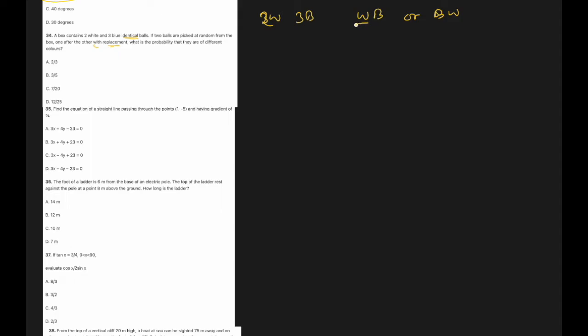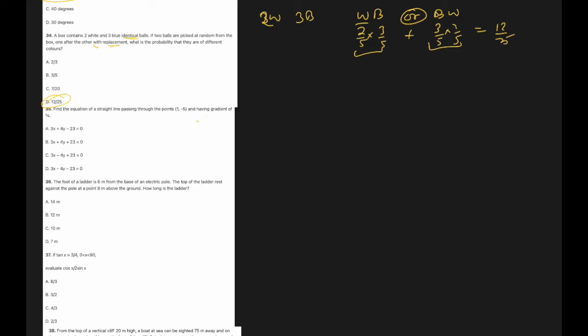So what is the probability of white first? Probability of white is 2 out of 5, multiplied by, then it was put back, so again the balls are 5, so the probability of blue will be 3 over 5. Similarly here it will be 3 over 5 times 2 over 5, so 6 over 25, 6 over 25. Whenever there is an OR, that means either this will happen or this will happen, we add the probabilities. It is 12 over 25. Can we simplify? No, we can't.